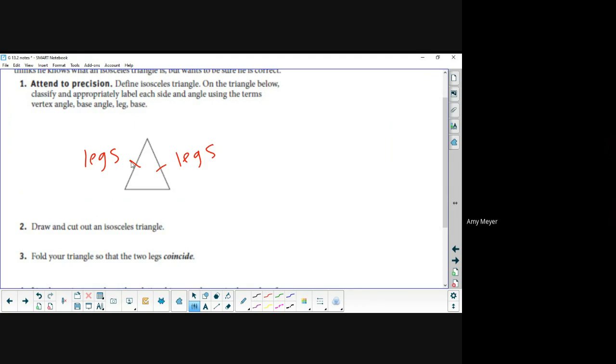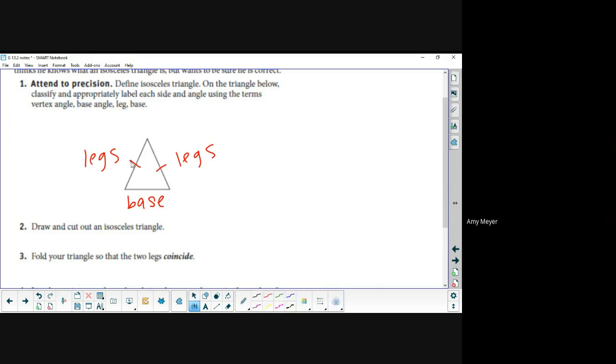Here's some other vocabulary you'll need to know. The leg that doesn't match, it has a name also. It's called the base. The leg that doesn't match is called the base. Will the base then always be on the bottom? No. If I draw my triangle like this, then this is my base. It's not at the bottom. Base doesn't mean bottom. Base means the leg that doesn't match.